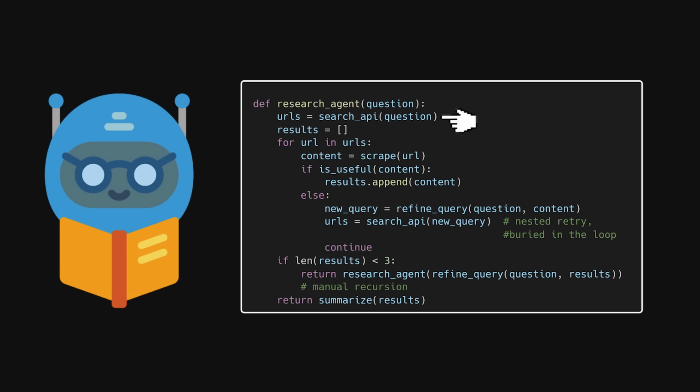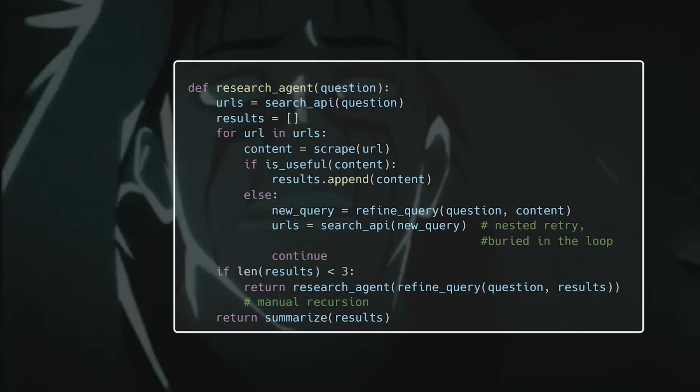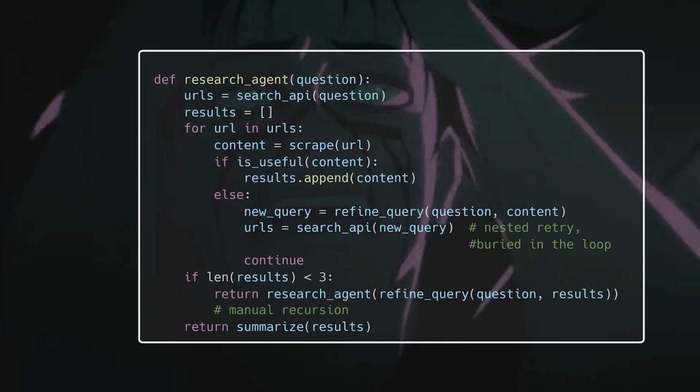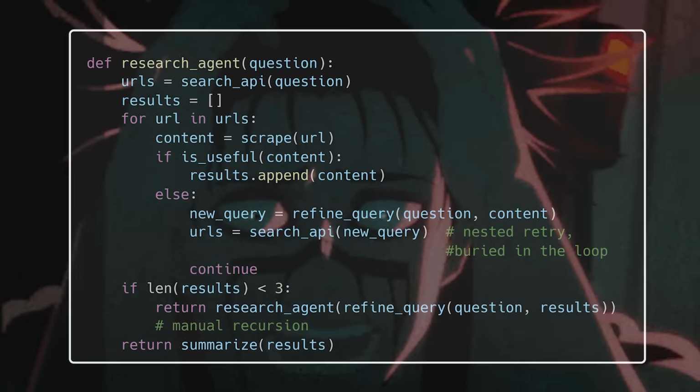You start by calling a search API, then get back a list of URLs, loop through each one, scrape the page, check if the content is useful and not some misinformation campaign or clickbait, and if it is, you write another branch of logic to try a different query. Every one of those decisions, retry this, skip that, stop here, becomes another if statement nested inside the last one. And 6 months later, nobody, including you, wants to touch that abomination.